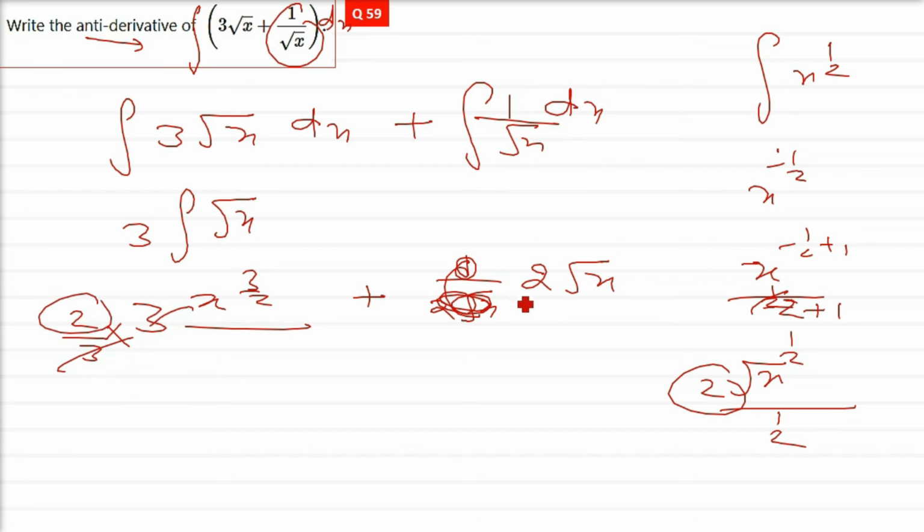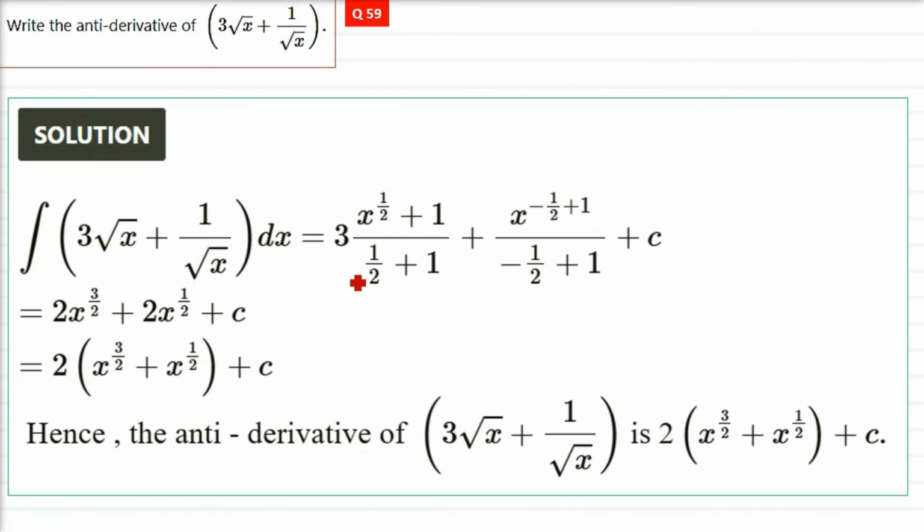So let's write the formal answer. It will be 2, you can take 2 common. x to the power 3 by 2 plus x to the power half plus a constant of integration. Now if you want to understand how this can be written, this is the reference solution for you.